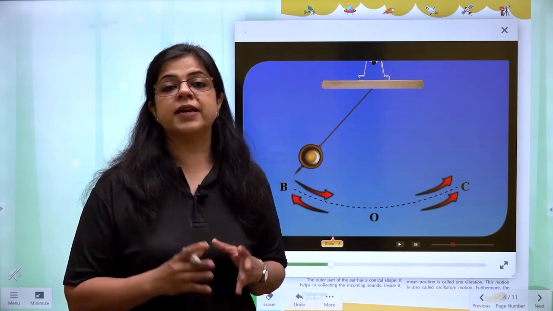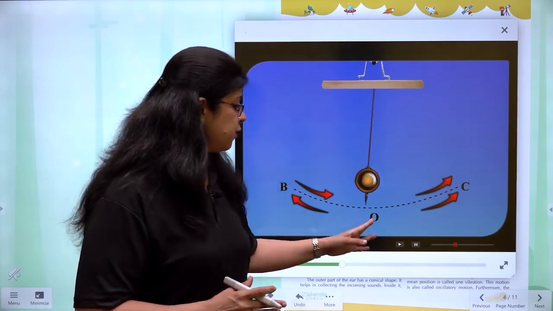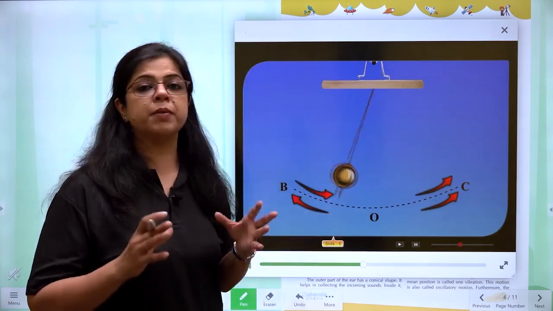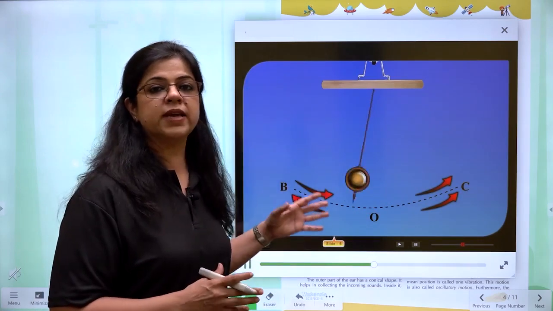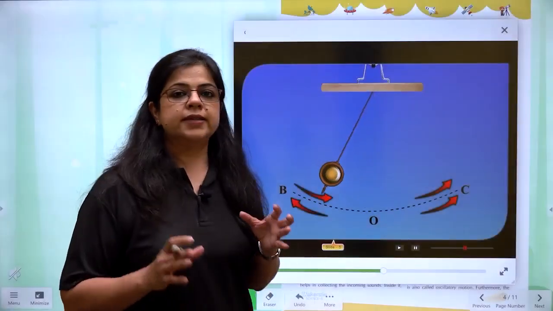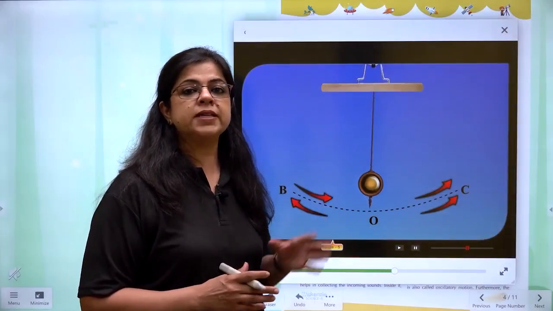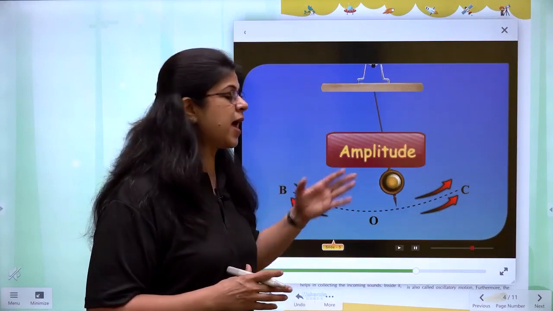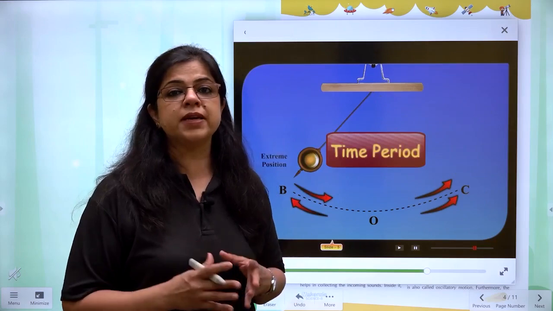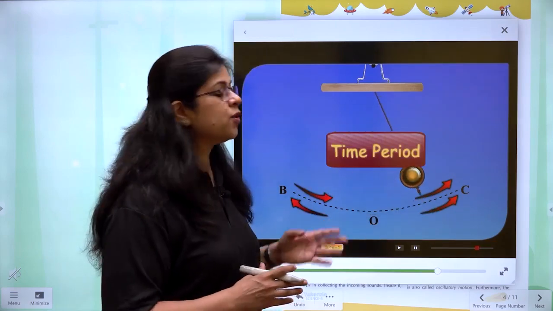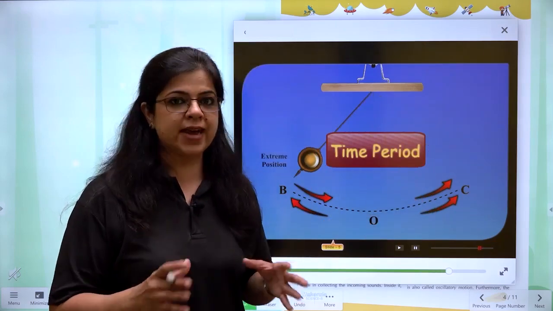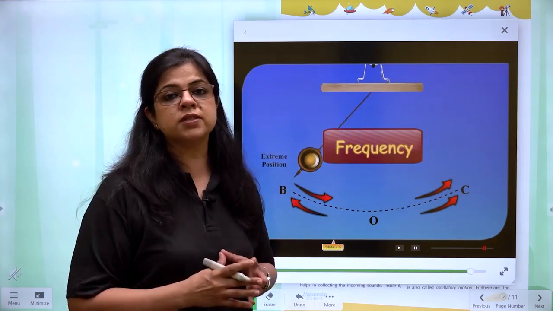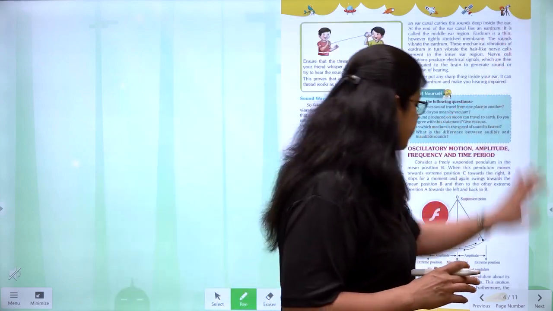The time that a bob takes from moving from O to B to C and then back to O becomes its time period. The distance that the bob covers from the center to the extreme position is known as amplitude, and the time that it takes to complete this entire oscillation is known as time period. And frequency is what tells us how loud the sound is going to be.